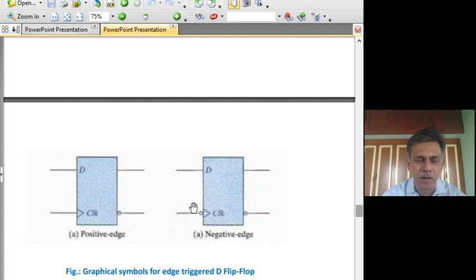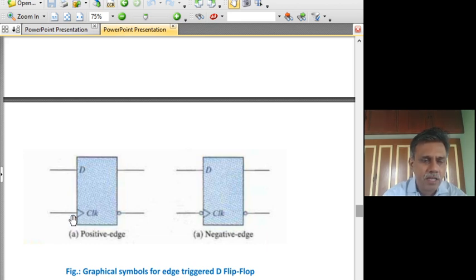Accordingly, they have two different representations. You have one D input. The outputs, as usual, although not denoted here, are usually called Q and Q complement, and there is a clock input. To denote the clock input, we put this symbol, a small arrow mark at the place where the input is given. So this symbol indicates that it is a clock.